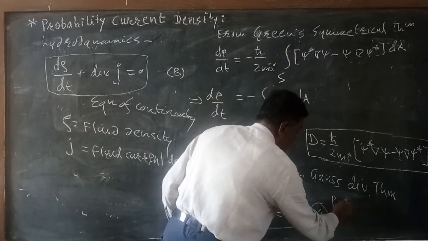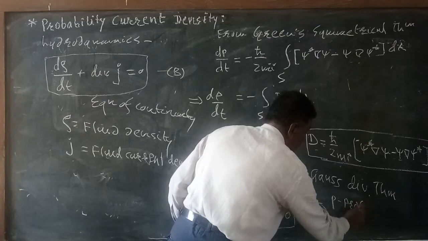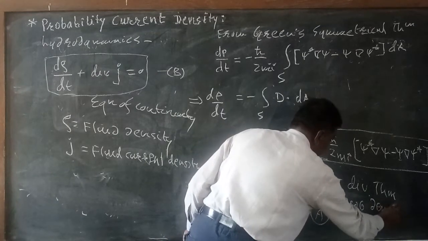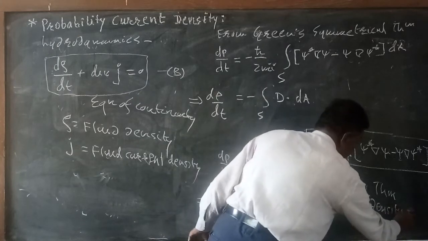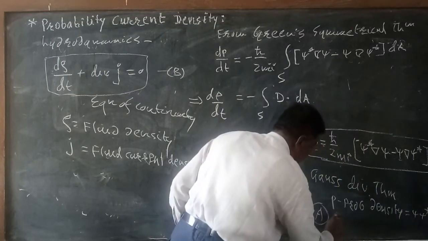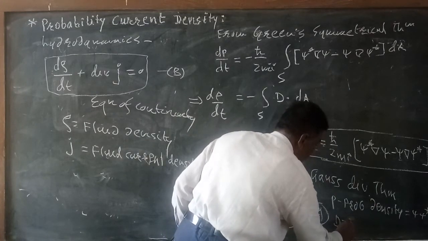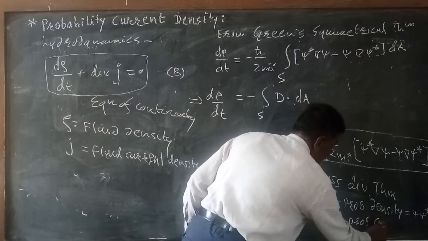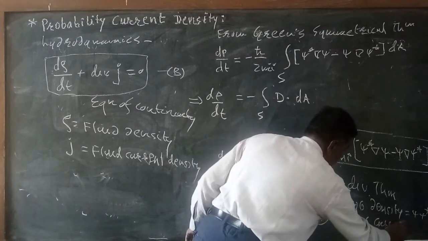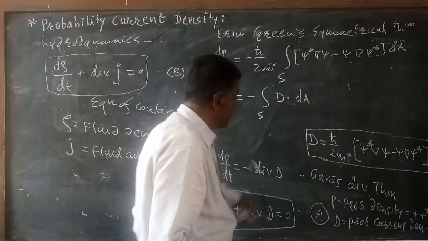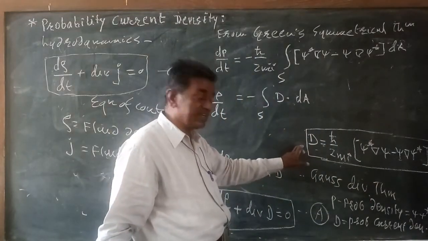So comparing, we get P is the probability density, and this will be equal to ψ times ψ star, in short. And D is nothing but the probability current density, and it is given by this bracketed equation.